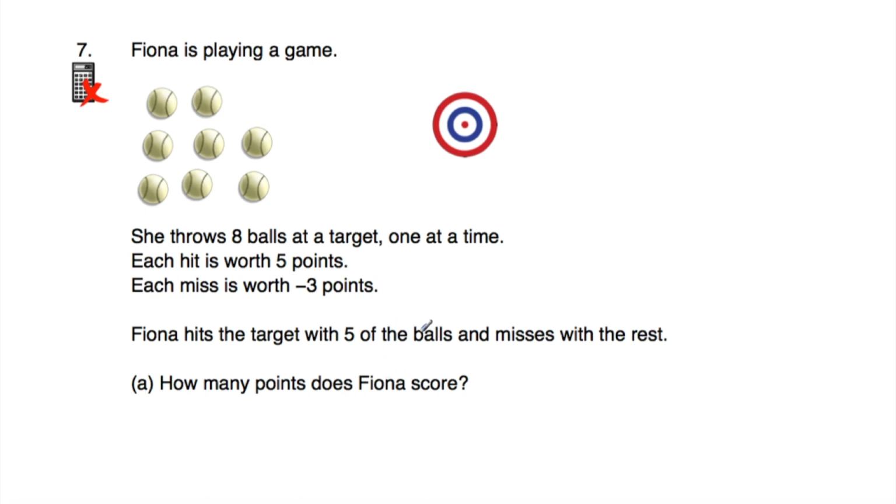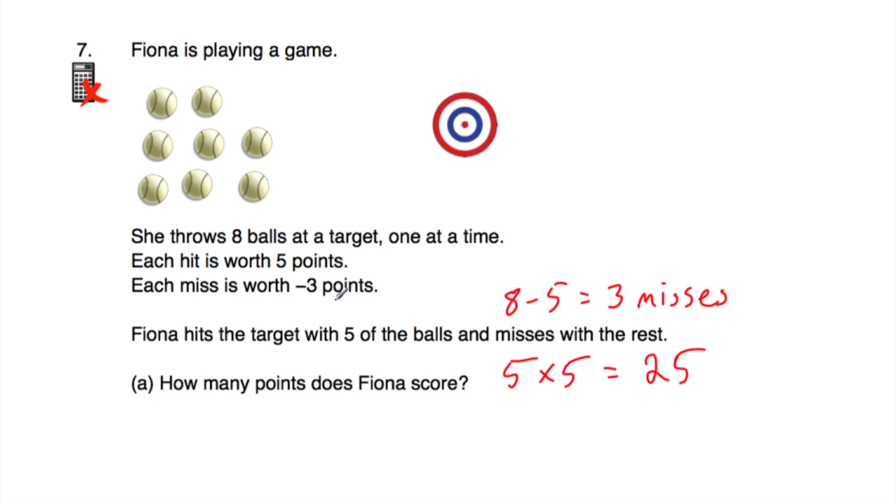So she hits it with 5 balls, and each hit is worth 5 points. So if we do 5 times 5, that's equal to 25 points. So that means that for the 5 balls, she gets 25 points. But she misses with the rest. Now there's 8 balls altogether, and she hits the target with 5 of them. So if we do 8 take away 5, that's equal to 3. That means there's 3 misses. So there's 3 misses. And each miss is worth negative 3 points, or she loses 3 points.